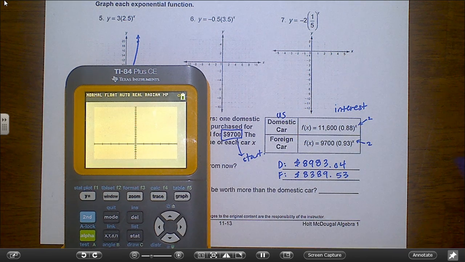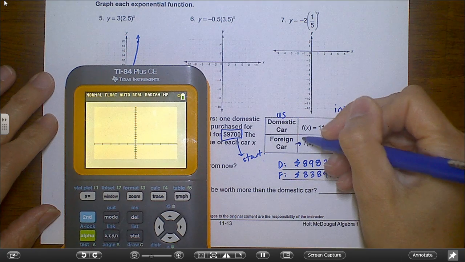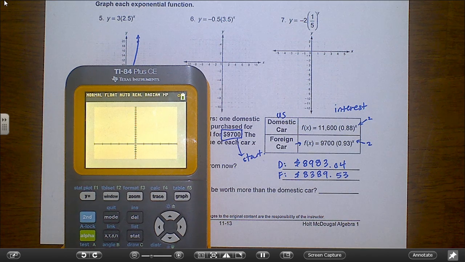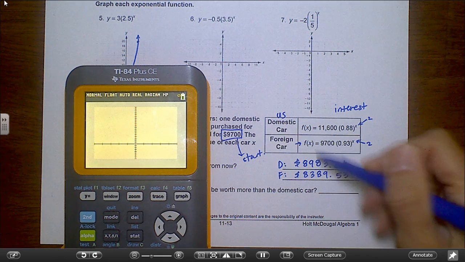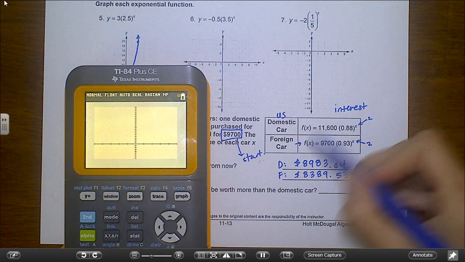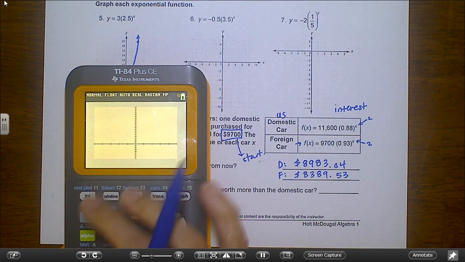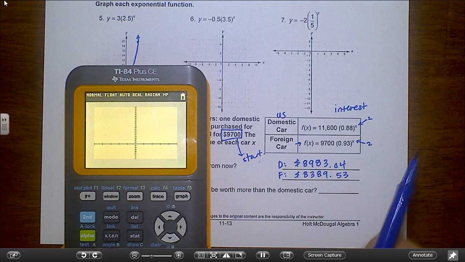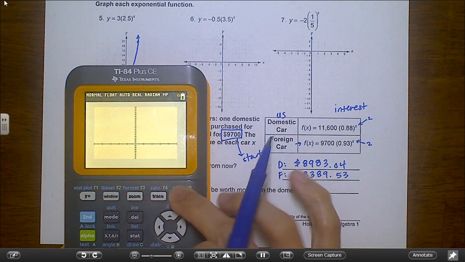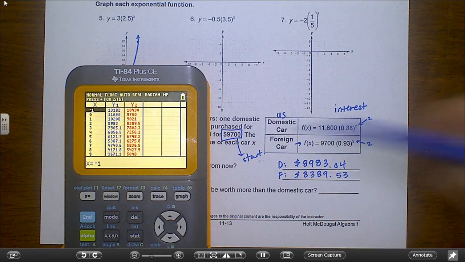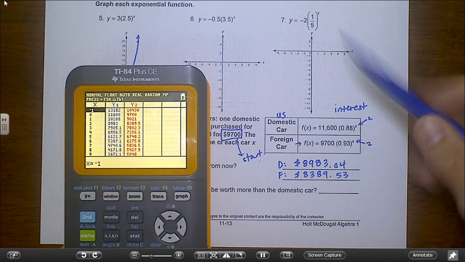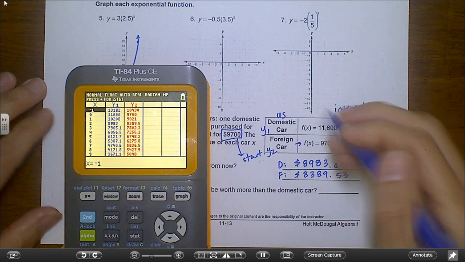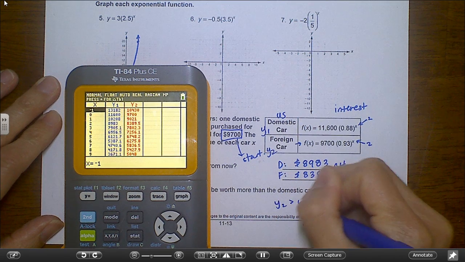So if I graph both of those, where I'm looking is where this one is higher. Oh, I'm sorry. I'm not going to even remotely see those on a graph because of the window I have. But what we could do is second graph and get a table. There we go. So what we're looking for, my foreign car was Y2, domestic was Y1. So looking for where Y2 is greater than Y1.